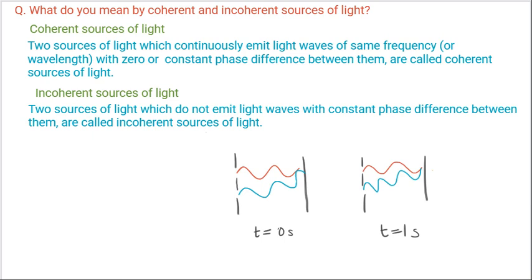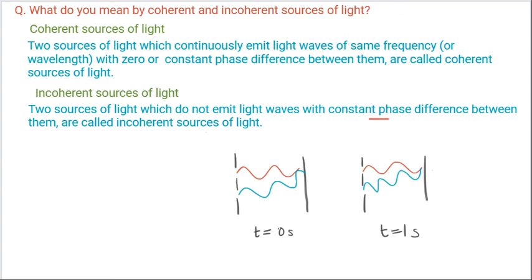In this case, there is a path difference of only lambda by 2. This is the extra path difference. But in this case, the path difference has increased. This became your path difference, the extra path traveled by the light coming from slit S2. So what you notice is that the path difference is not constant. If you are using incoherent sources of light, the path difference is not constant. If path difference is not constant, obviously your phase difference will not be constant.